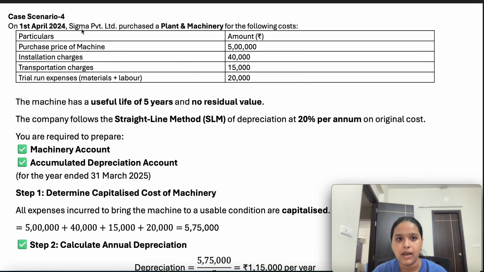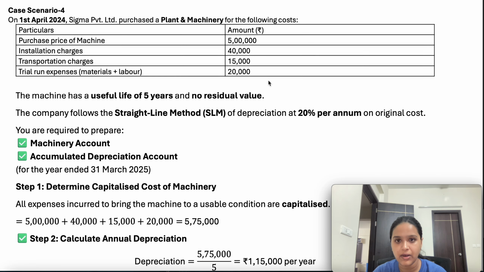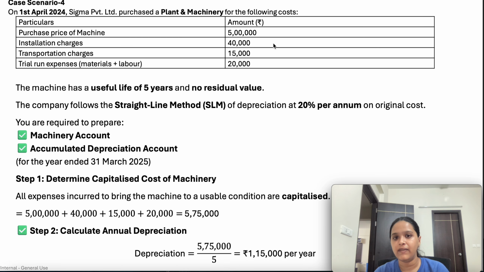On 1st April, Sigma Limited purchased plant and machinery by incurring the following cost. Purchase price is 5 lakh, installation charge is 40,000, transportation charge is 15,000 and trial expense 20,000. So all these costs we have to capitalize, because these are all direct expenses that we have incurred. It means 40, 15 and 20, total 75,000 direct expense. So 5,75,000 we have to capitalize, and they ask us to follow the straight line method and depreciation of 20% on the original cost.